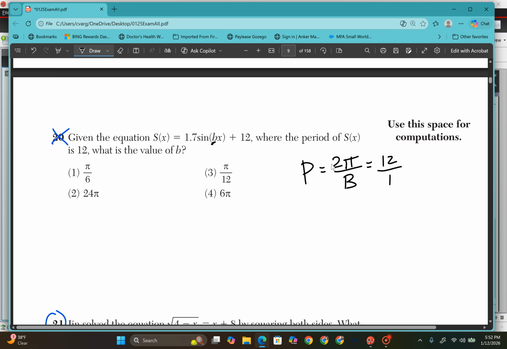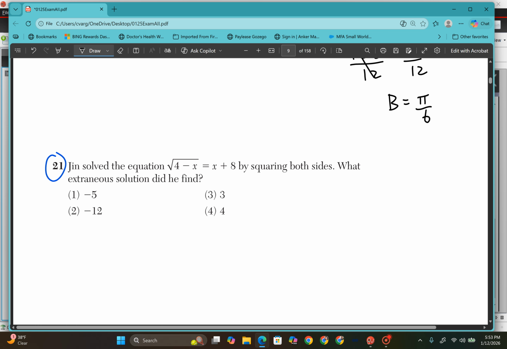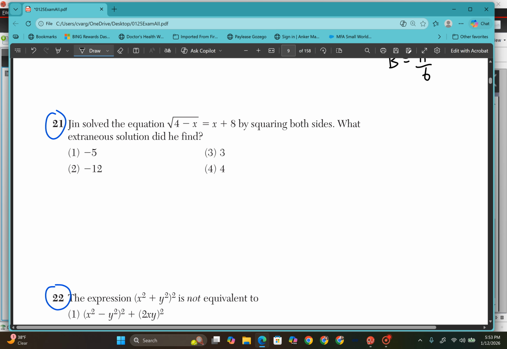I'm going to cross multiply here. So I have 12b is equal to 2 pi. How do I get the b by itself? Divide both sides by 12. So I get b is equal to 2 over 12 is 1/6. So pi over 6. So that's choice 1. This is not hard. I mean, we didn't learn it yet, but once we learn it, this is why we waited till the end to do this.